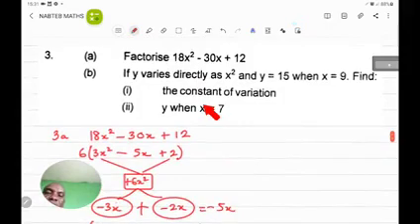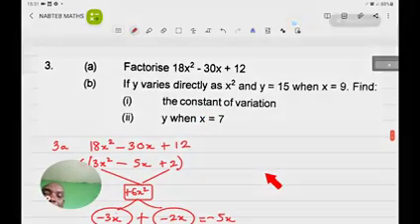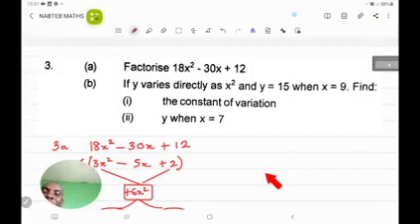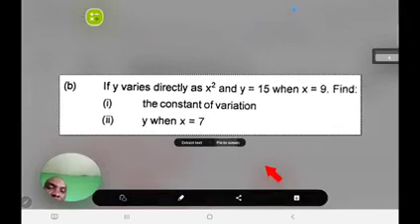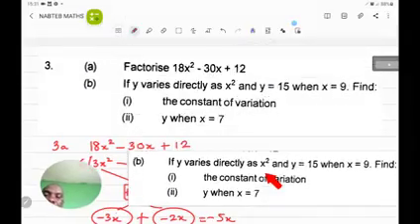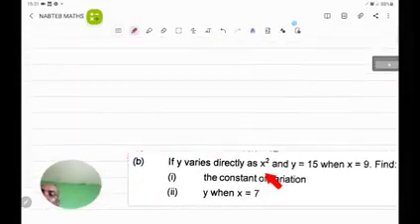Then let's look at the second part of the question. This second part says if y varies directly as x squared. Okay, I think I can float that as x squared. Then let's float it and then move on to the b part.